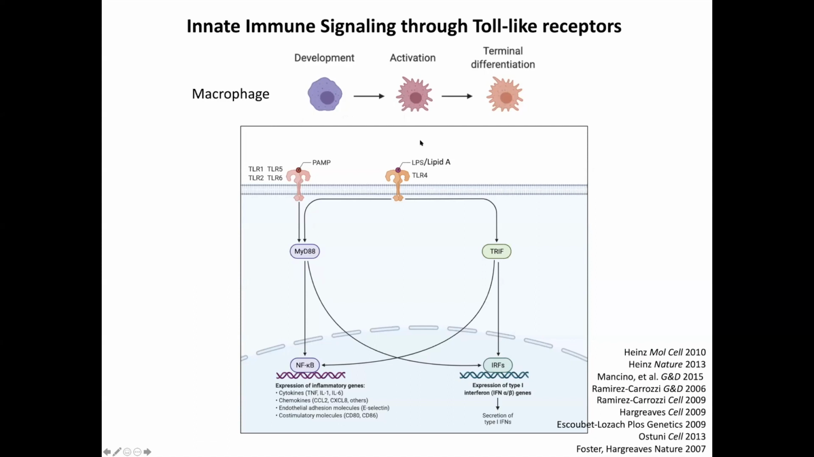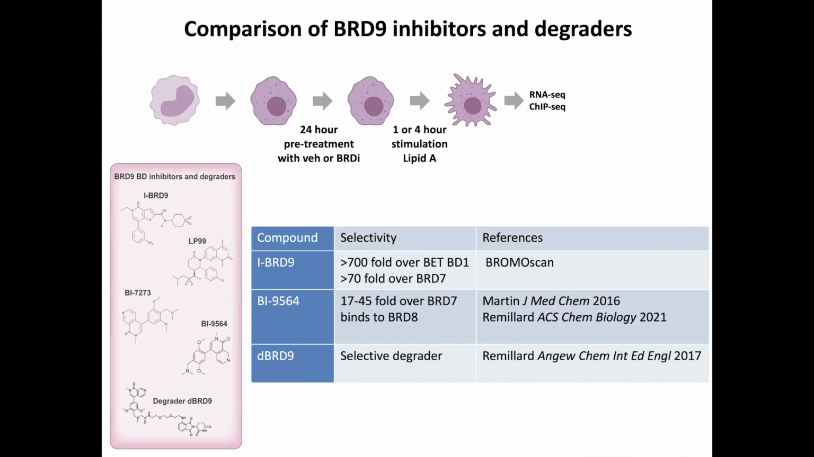And so, for example, following stimulation with lipopolysaccharide or lipid A, macrophages are activated through the TLR4 receptor, which leads to the activation of MyD88 and TRIF, which then leads to the activation of these transcription factors, NF-kappa B and IRF, which leads to the very rapid induction of cytokines and chemokines, as well as the expression of type 1 interferons. And so we felt like this might be a great way, as it has been used in the past, to understand the role of the BAF complex in inducible transcription.